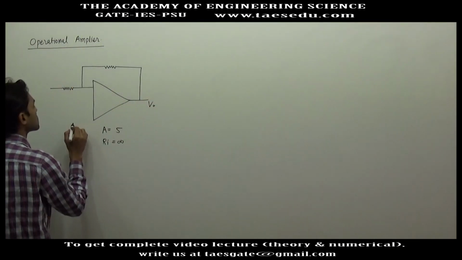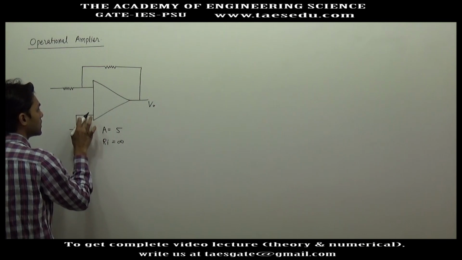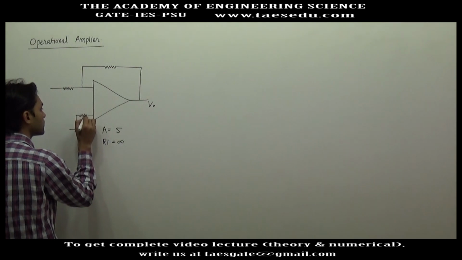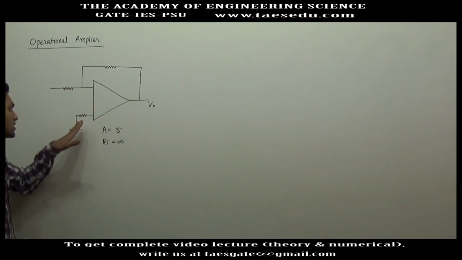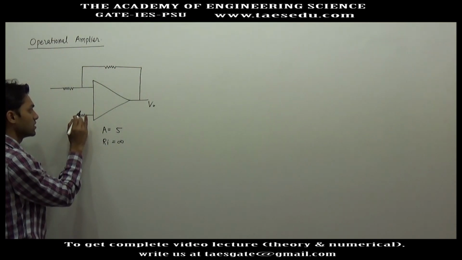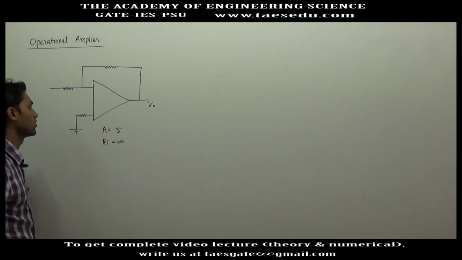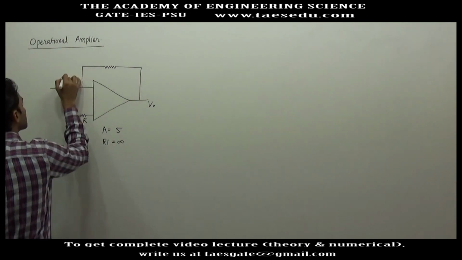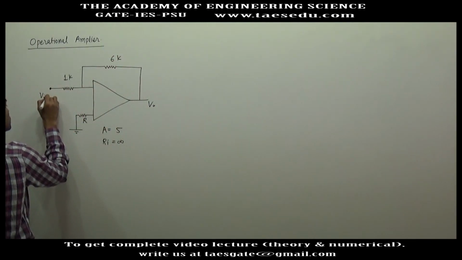This is the output, and this is grounded. Normally it is grounded through a resistance. I will tell you the reason why we connect it. Although in the calculation this resistance does not make any difference, there is a reason for connecting this resistance. I will tell you in another lecture, when we talk about offset voltages. Let's say this is 1 kilo ohm, this is 6 kilo ohm, this is the input voltage.